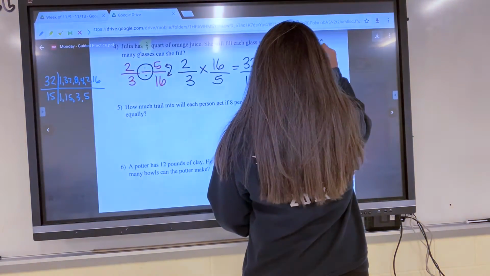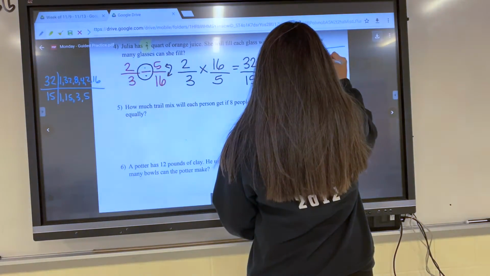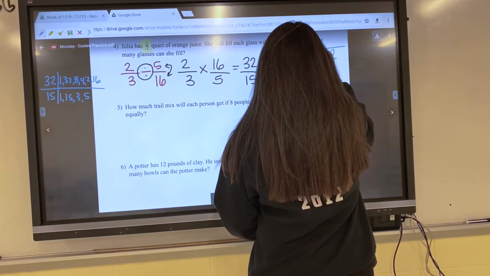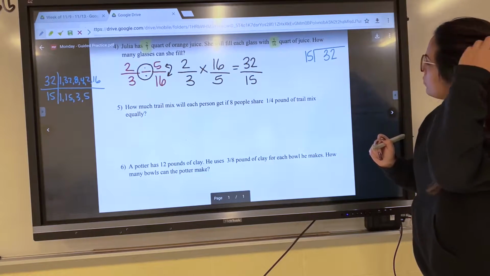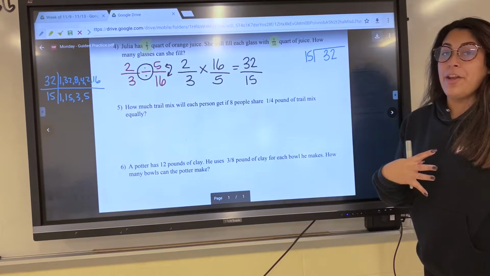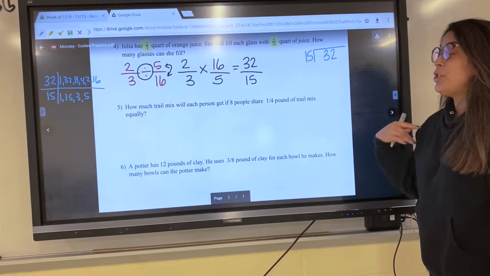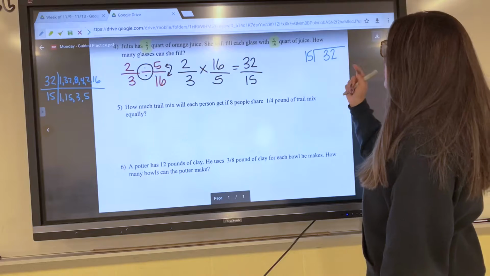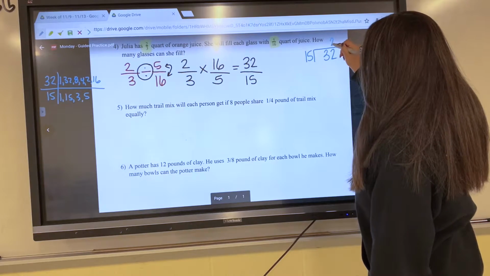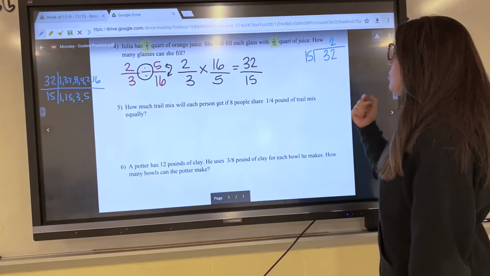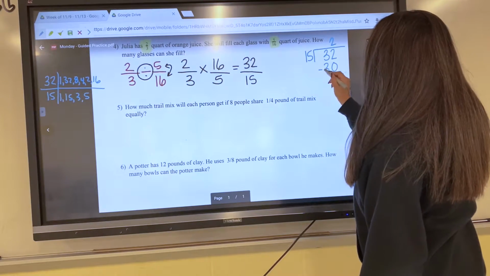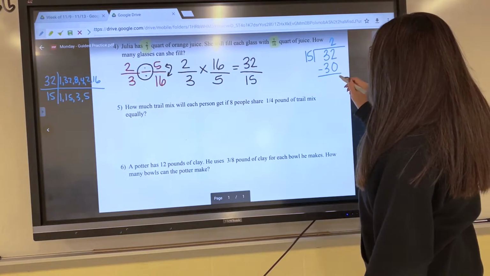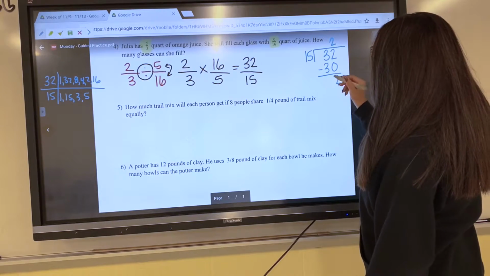So on the side, I'm going to divide 32 by 15 to get a mixed number. Well, I know that 15 times 2 is 30. So 15 can go into 32 2 times. Like I just said, 2 times 15 is 30. I subtract. 2 minus 0 is 2. 3 minus 3 is 0.